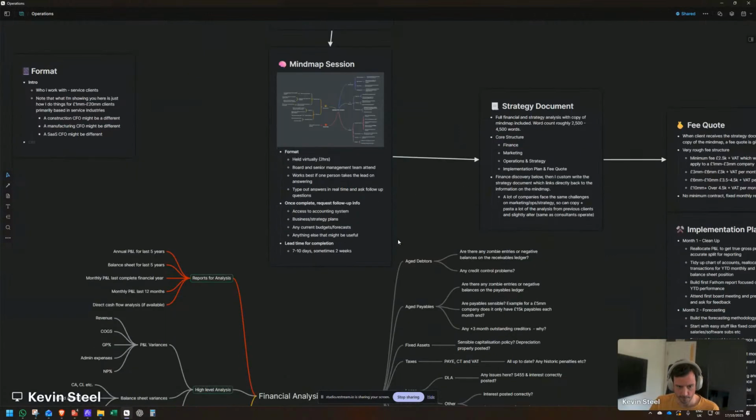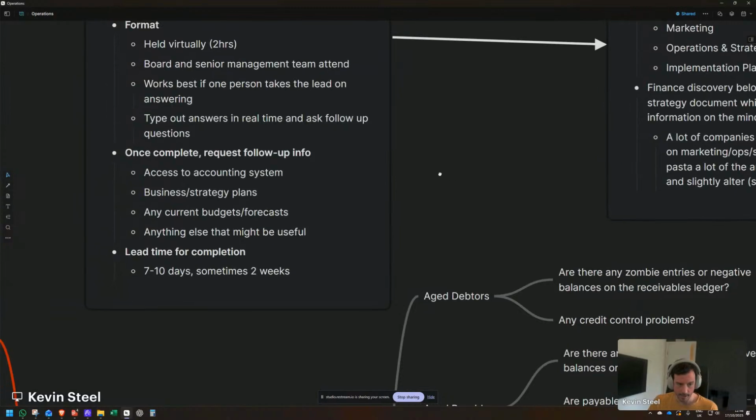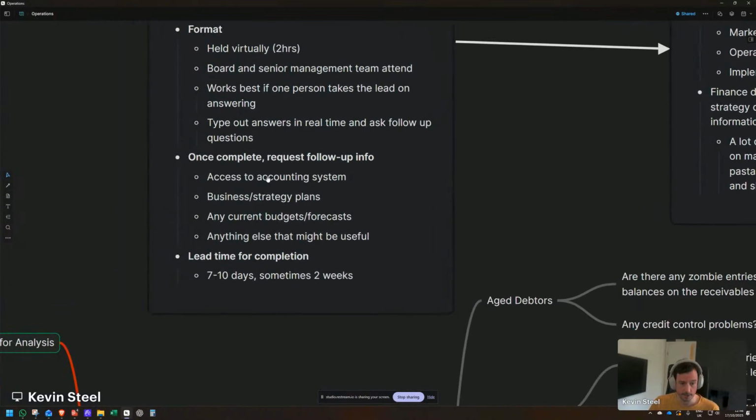That follow-up information is that I will ask for guest access to their accounting system, whether that's Xero, QuickBooks, Sage, it doesn't matter. My only rule is it has to be cloud accounting software. If a client's on Sage 200, NetSuite, whatever, I will not work with them because it is generally not a good fit, and I have learned that through experience.